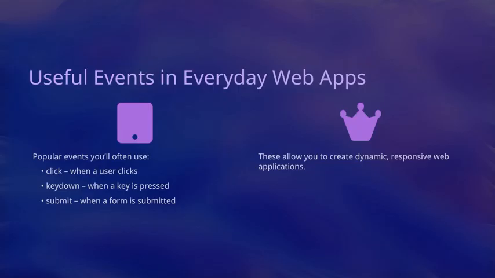Useful events in everyday web applications are essential for interaction. Common events include click, when a user clicks; keydown, when a key is pressed; and submit, when a form is submitted. These events enable developers to create dynamic, responsive web applications.